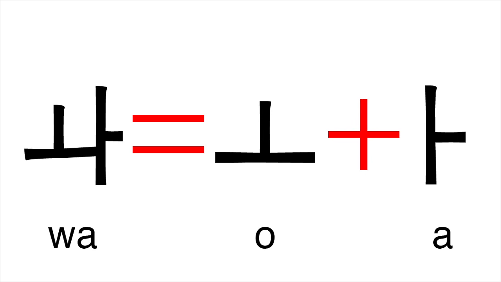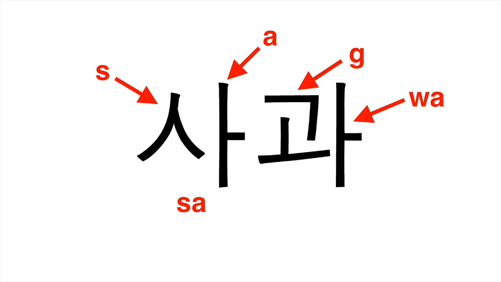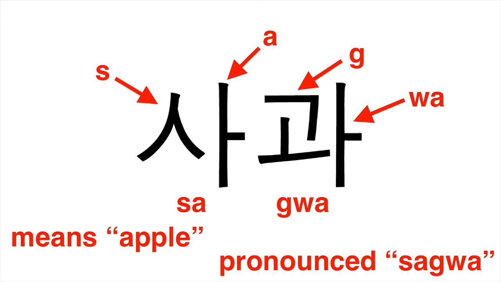Remember what to do with these? You just put them together because this isn't an exception. The vowel is Wa, the word is Gwa. Put them together and you'll get the entire word Sagwa, which means apple, the fruit, not the company.